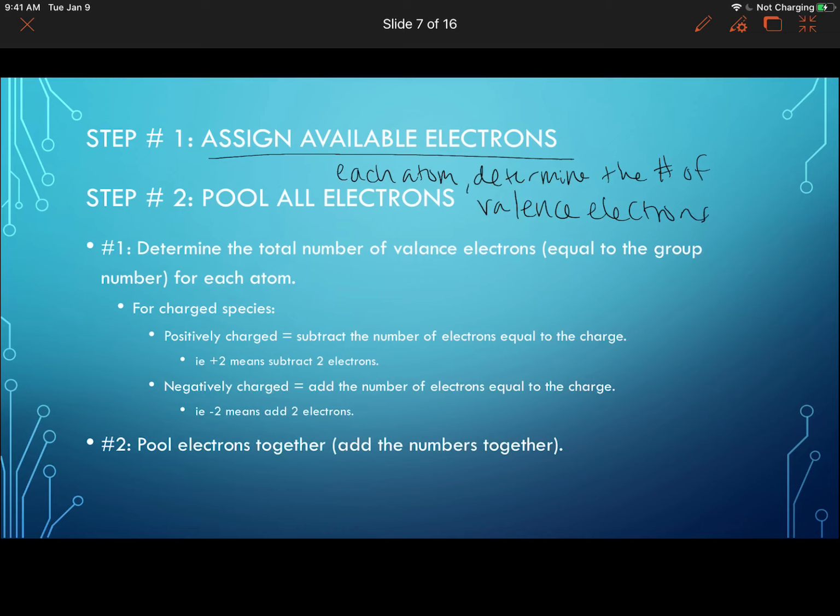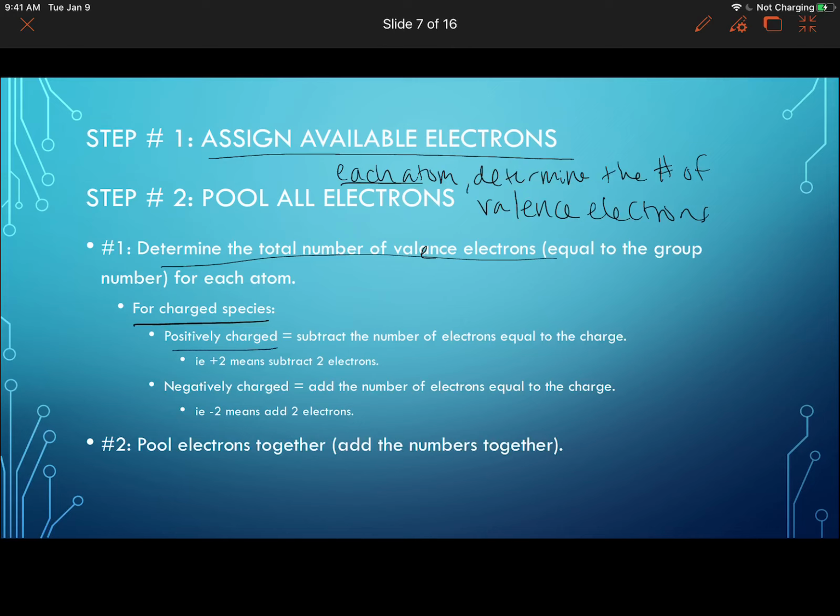So this will be what we see on our periodic table. Once we have assigned numbers of valence electrons, we are going to sum them to get the total number of valence electrons. Okay. Then keep in mind that if we have a charged species, we're going to have a different number of electrons than our pool would give us initially.